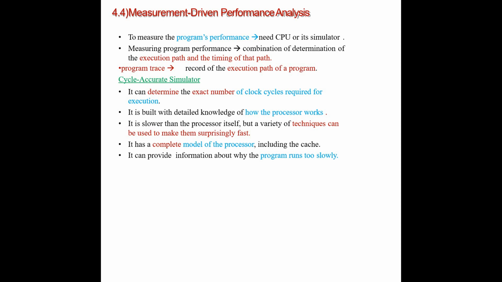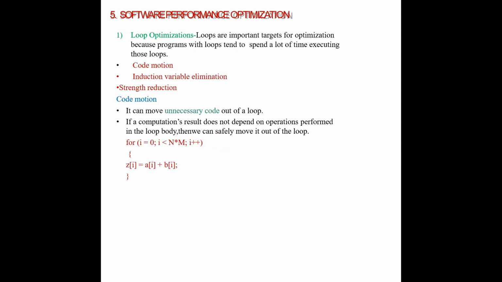So, measurement driven performance analysis. To measure the program performance, we need a CPU simulator. Measuring program performance is a combination of determining the execution path and the timing of each path. A cycle accurate simulator is one of the simulators used to find out the program performance. Then coming to software performance optimization: loop optimizations and code motion, then induction variable elimination and strength reduction. These are some of the techniques used for software performance optimization.